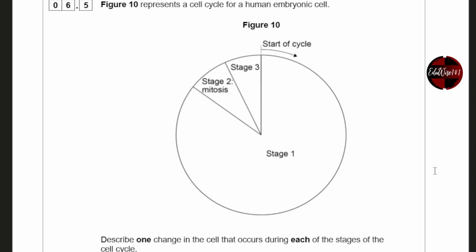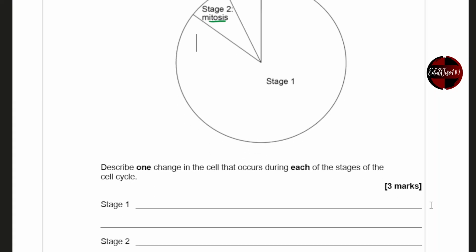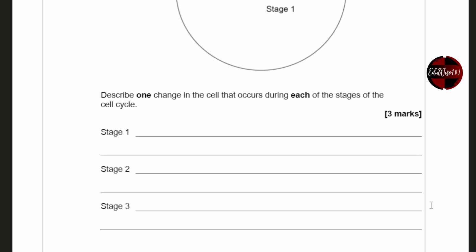Figure 6 or figure 10 shows a cell cycle for a human embryonic cell. So you've got the start of the cell cycle, goes through stage 1, and stage 2 is mitosis, and stage 3 is not labeled. Describe one change in the cell that occurs during each of the stages of the cell cycle. You need to know what happens during each of the stages.